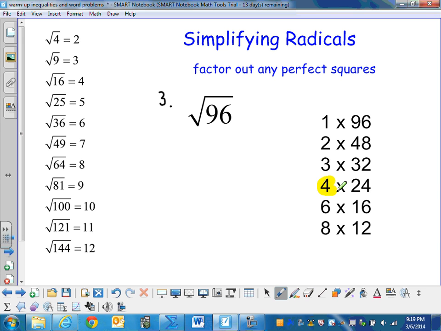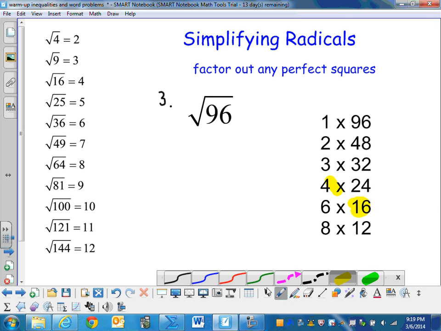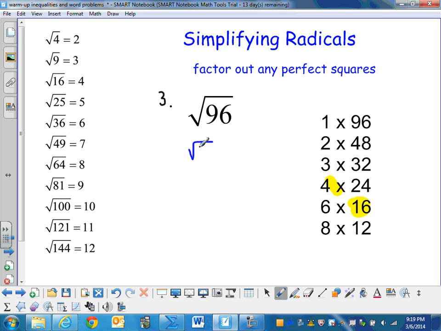4 is a perfect square, and so is 16. So when we're selecting which pair of factors to use, we're always going to select the one with the highest perfect square. So in this case, we'll take 16 times 6. We'll always write the perfect square first, the square root of 16 times the square root of 6. So I've rewritten the square root of 96 as the square root of 16 times the square root of 6.